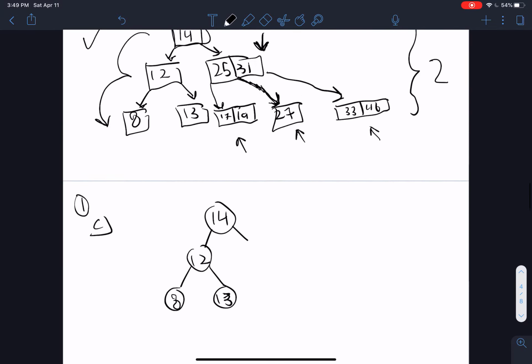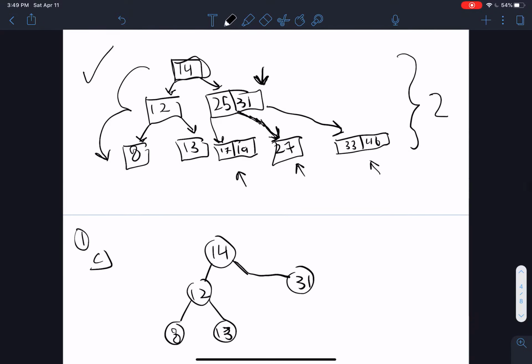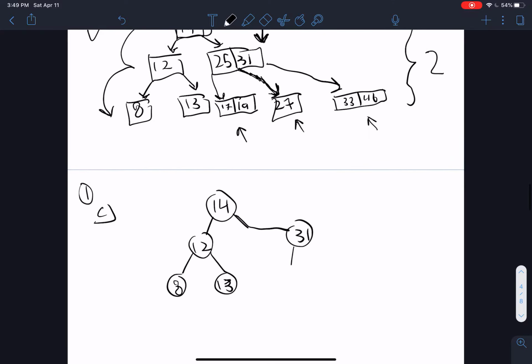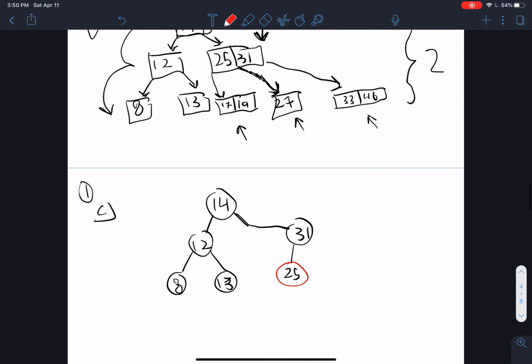So let's convert that. So that means 31 is going to be the root. I just realized I don't have much space. 31 is going to be the root of that, in the converted tree. And the child is going to be a red child. So it looks like that. Okay. Now we're just going to continue from here.